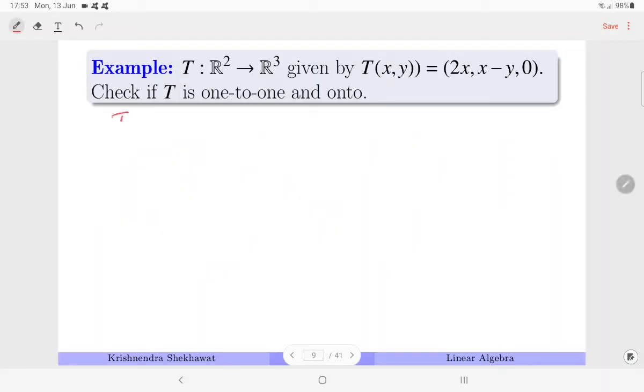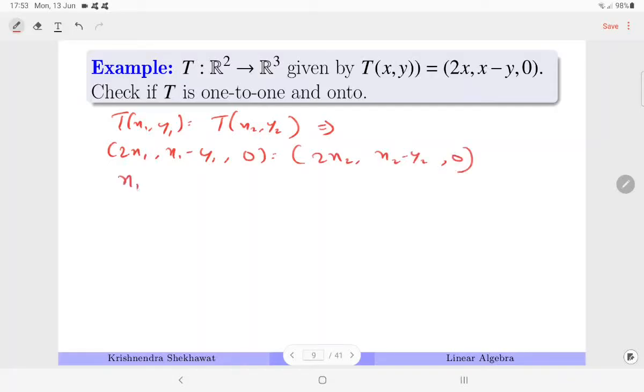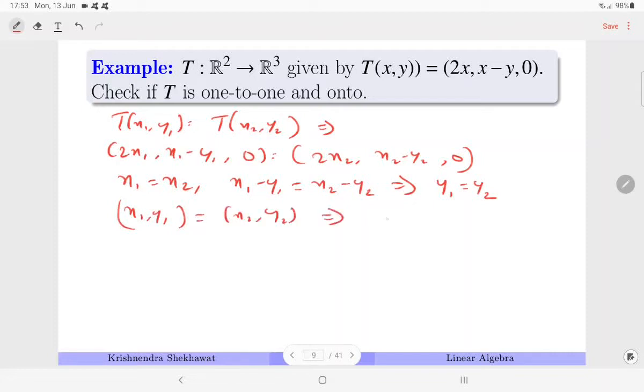Again, by definition, if we check, then T of (x1, y1) is equal to T of (x2, y2). That gives me (2x1, x1 minus y1, 0) is equal to (2x2, x2 minus y2, 0). If you compare, then you get x1 is equal to x2 and x1 minus y1 is equal to x2 minus y2, which implies y1 is equal to y2 since x1 is equal to x2, and that gives me (x1, y1) is equal to (x2, y2), which implies 1 to 1.